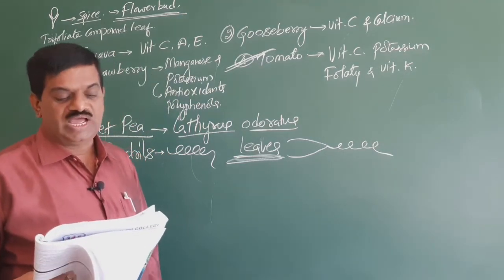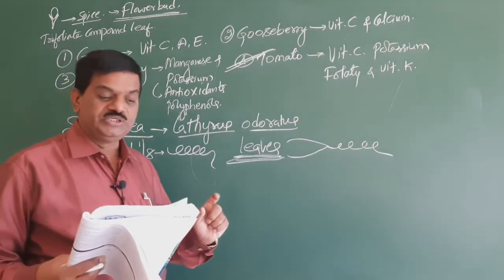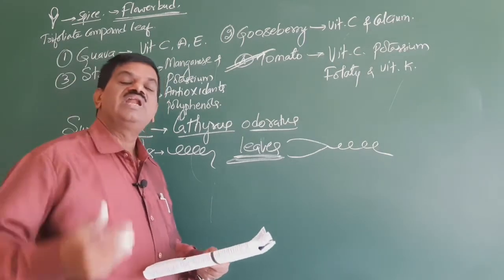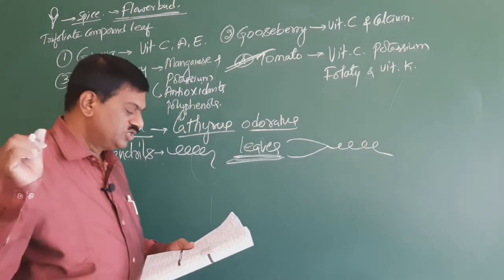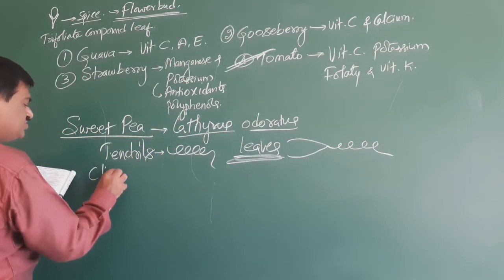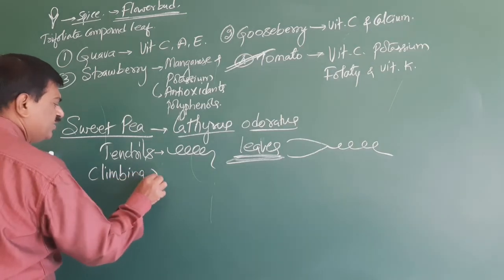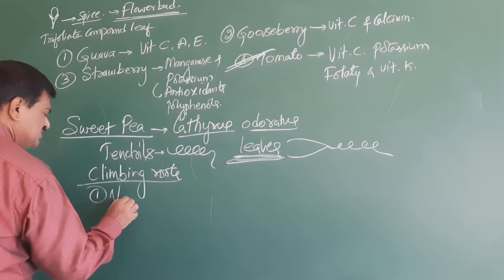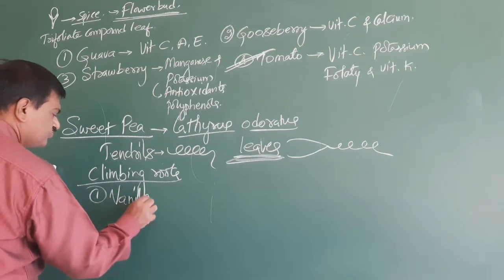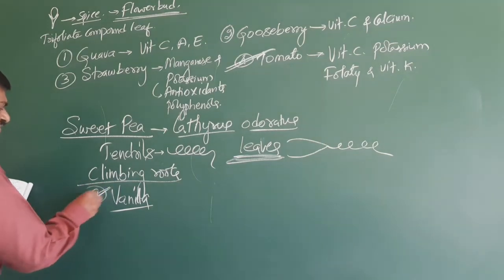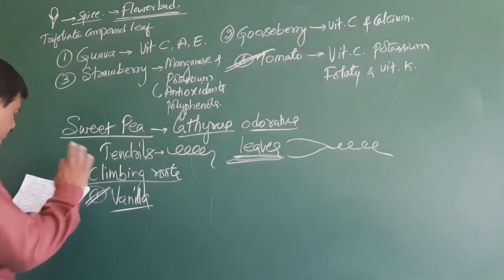Climbing roots occur in which of the following? So they take the support of the host and keep on climbing with the other plants. So the climbing roots are, the first option is vanilla. This vanilla itself has the presence of climbing roots.